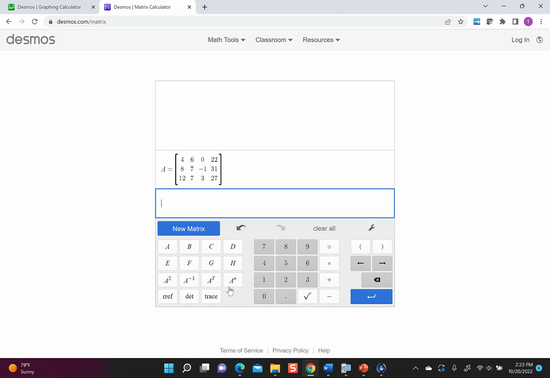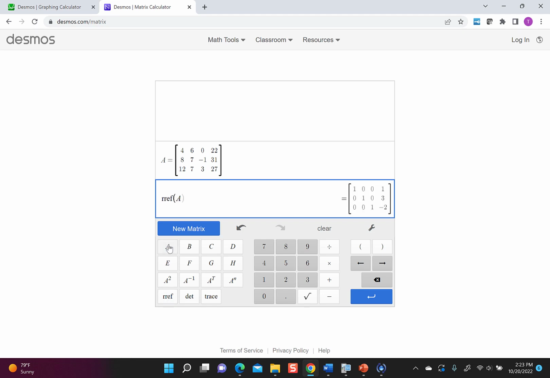Now, the important key to have it solve for you is you hit this button RREF. That stands for Reduced Row Echelon Form. I'll show you. So I hit RREF and I hit A. It named the matrix. What this tells me is the first column stands for x, second column stands for y, last column stands for z. So the x is equal to 1, the y is equal to 3, the z is equal to negative 2. That's all you have to do.